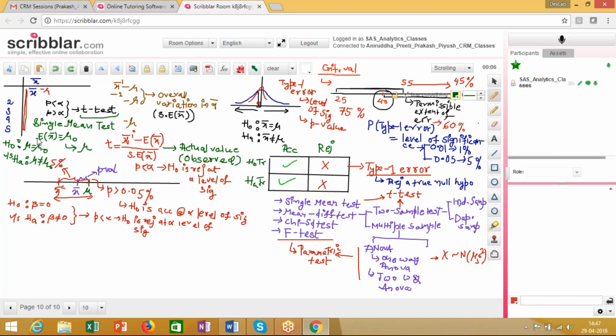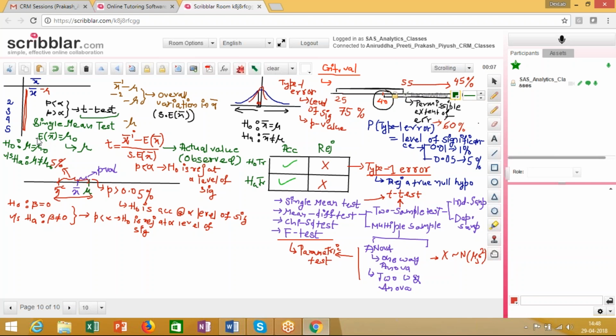Now my conjecture is that mu must be equal to mu 0. Whereas my alternate conjecture is that no, there exists a significant difference between mu and mu 0. Hence, what I can clearly suggest over here is that mu is not equal to mu 0. Mu not equal to mu 0 will hold if and only if the difference is significant. Now, how do I assess if the difference is significant?